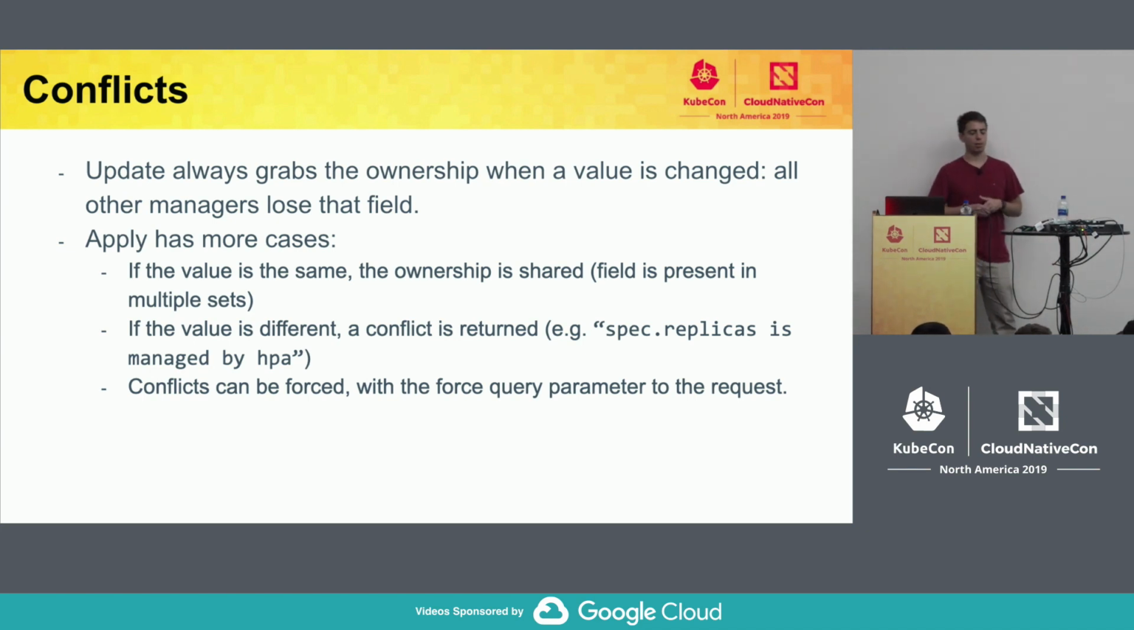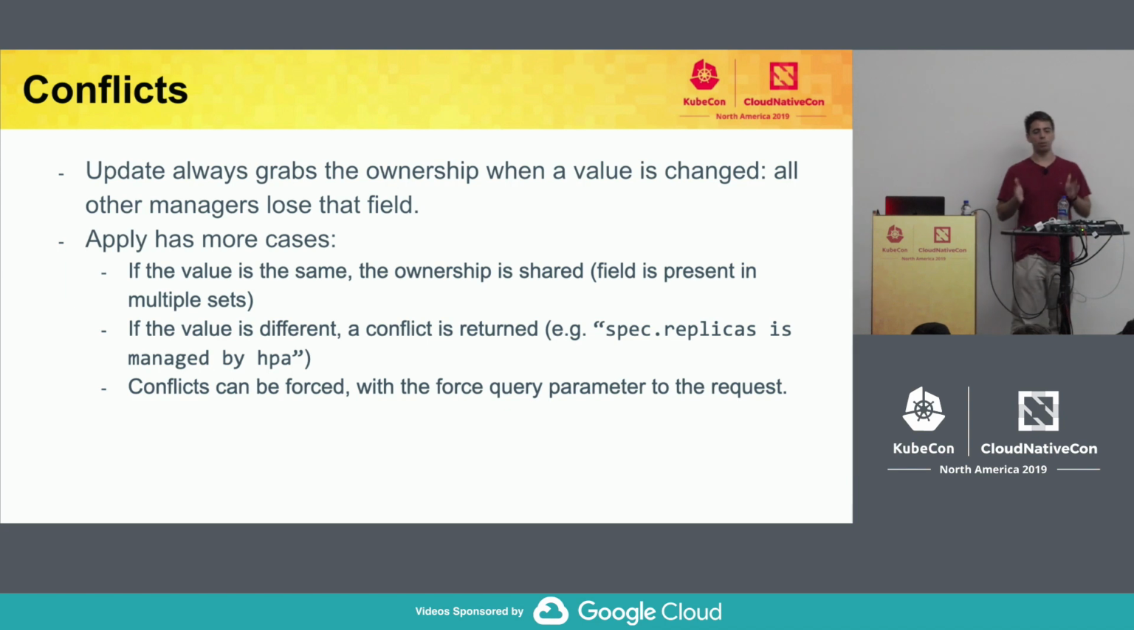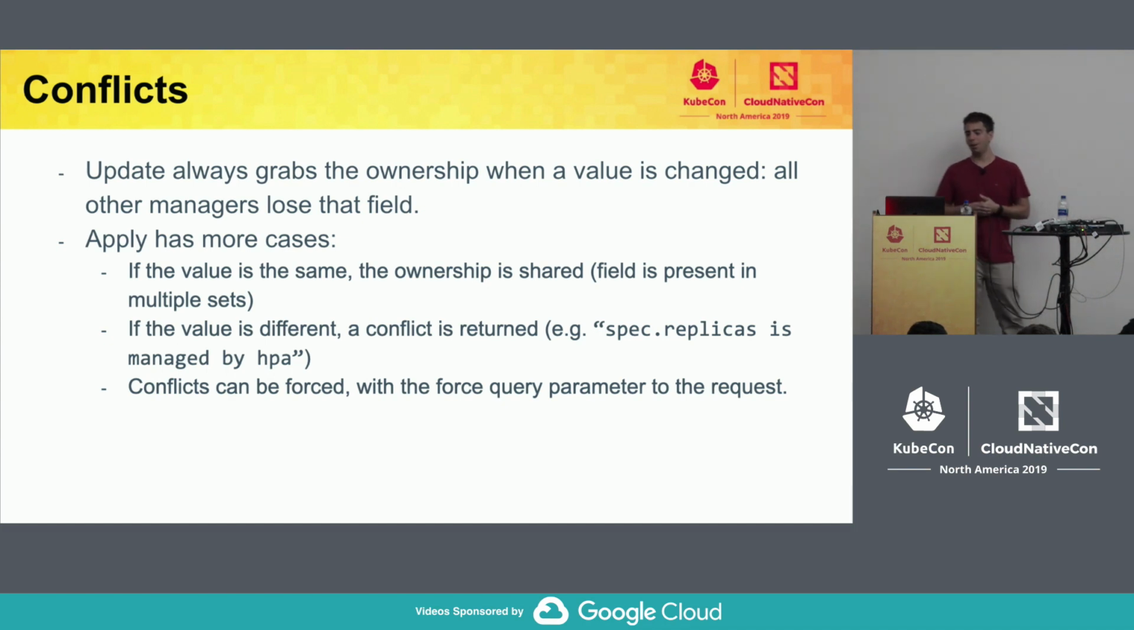Apply has more use cases. So when I'm trying now with apply to update this number of replica, if it's owned by someone else, I'm going to end up with a conflict. And that's actually a feature. We don't want people to override values that they don't own by accident. If the HPA has decided that the value should be this, then you should either decide that you have the ownership of the field and you have the opinion, or you have to give it up.